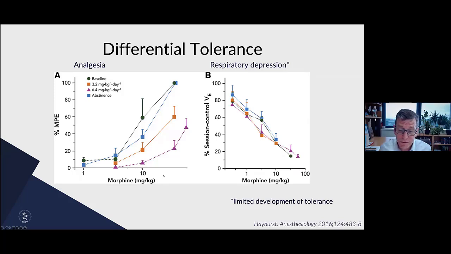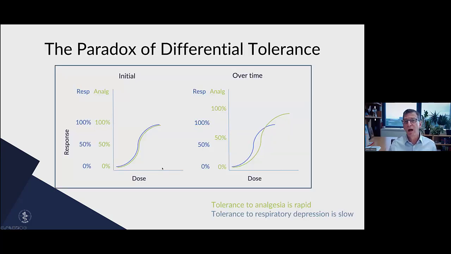Tolerance, though, is differentiable, right? In other words, tolerance to analgesia may occur, while tolerance to the GI effects of an opioid or the respiratory depressant effects may not. And you can see that the line on the right doesn't splay over time with increased use, which is a bit concerning because the analgesic effects cause tolerance, but the respiratory depressant effects don't. Right? This leads to the problem with a paradox of differential tolerance, right?